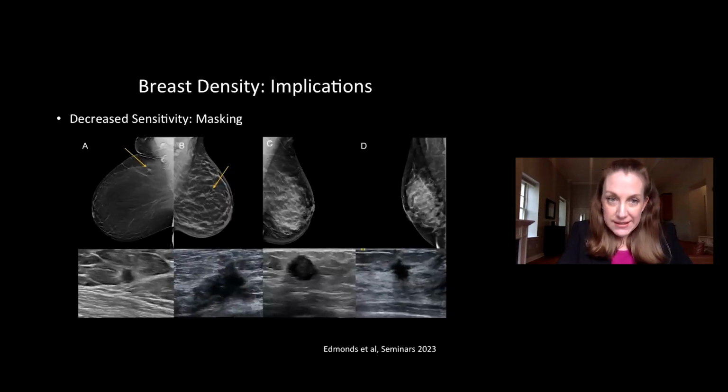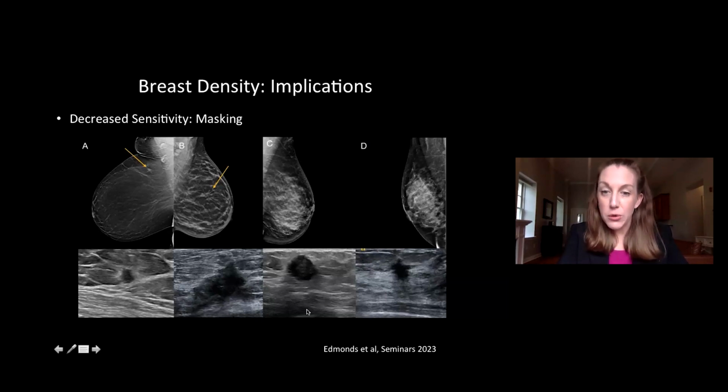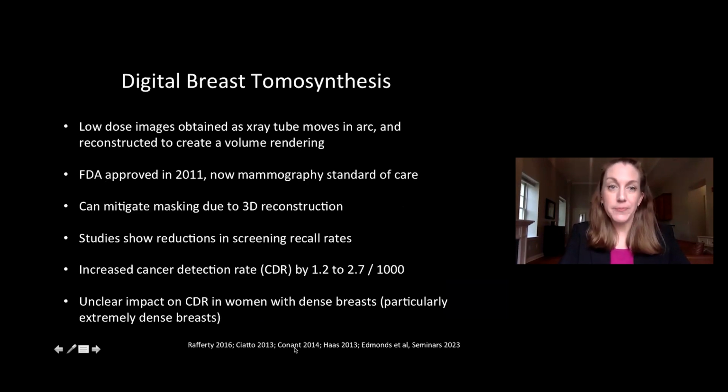You can see how that translates clinically. So A through D, from fatty to extremely dense breasts, with the ultrasound images showing small cancers below them. So A, it is easy to see the tiny cancer in this otherwise fatty breast, this little white mass here. It becomes increasingly difficult to see the cancer here in the scattered breast. In C and D, heterogeneous and extremely dense, likewise, the cancer could not be visualized at all. You can see the small invasive cancers that were found at screening ultrasound.